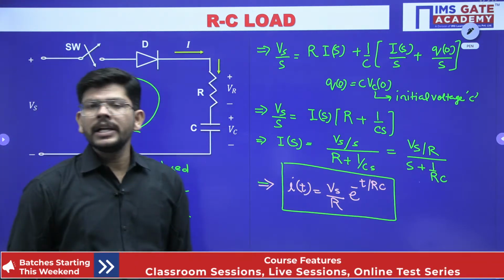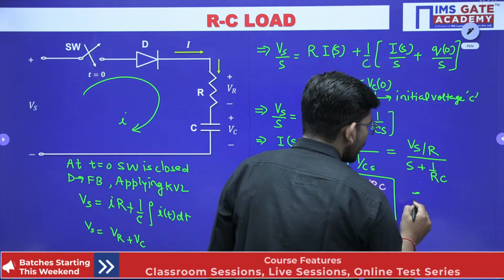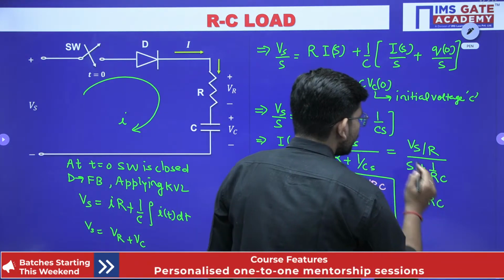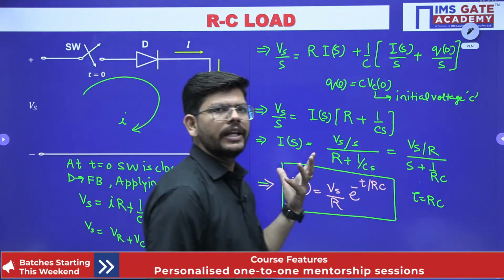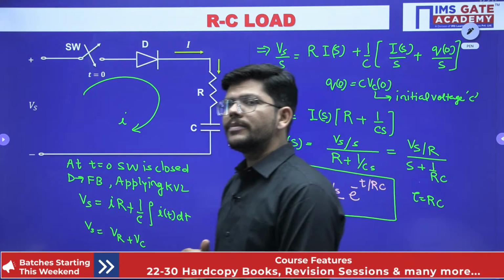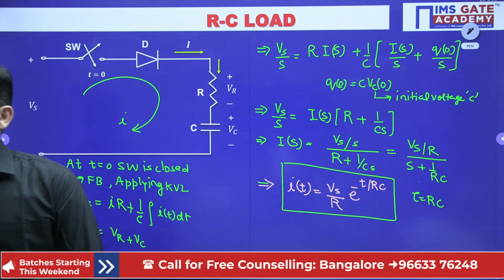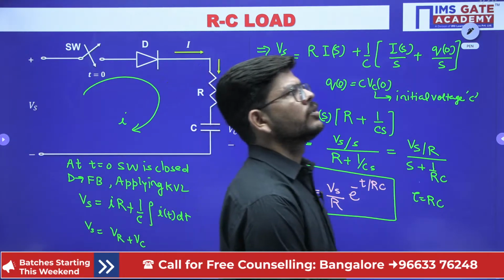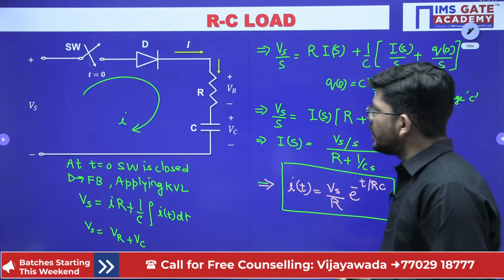no initial charge, where I can also write RC as tau, the time constant of this circuit. So what current expression have I obtained? It equals Vs upon R e to the power minus t over RC. This is what I have obtained on solving this circuit after applying KVL. So current is basically Vs upon R e to the power minus t over RC.